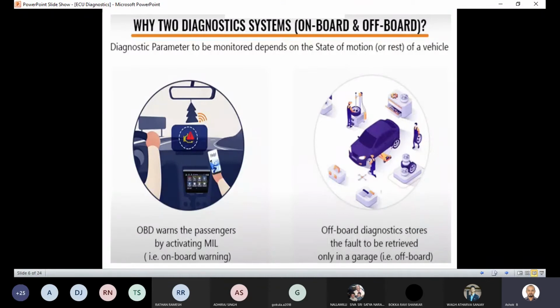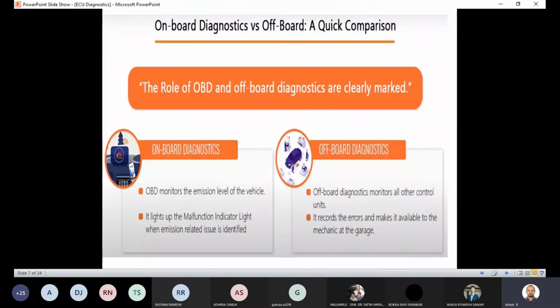That is what we will call the onboard diagnostic. Whereas the offboard diagnostic stores the fault to be retrieved only in a garage, or you can say in the service station. OBD, as I said, works during vehicle operation, that is, in the state of motion, and the other one is for the state of rest. Onboard diagnostic versus offboard diagnostic.